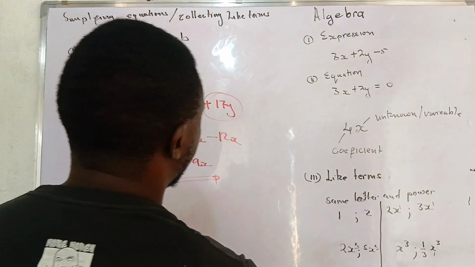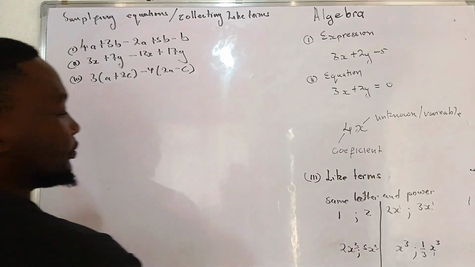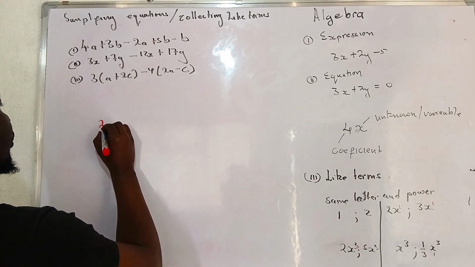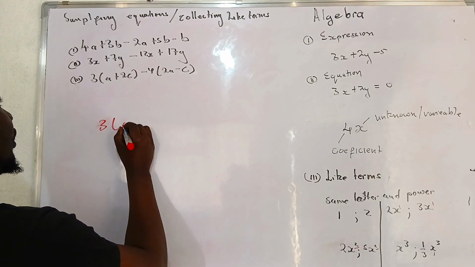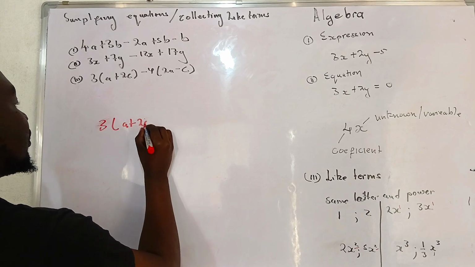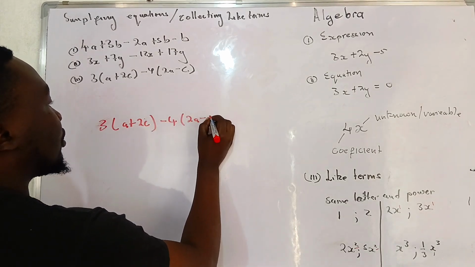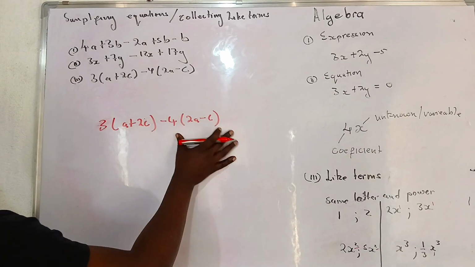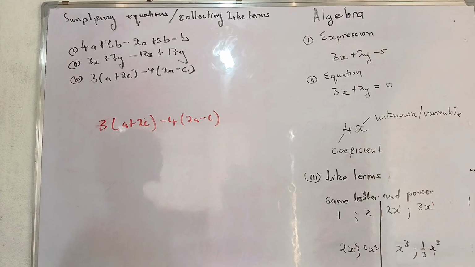Let's do the next one. So you have 3a plus 2c, bracket, minus 4. So you expand this bracket and you also expand this bracket. Then after expansion, we collect like terms.